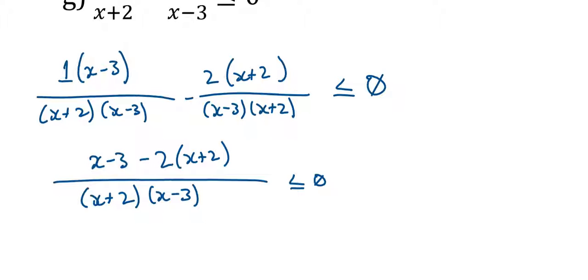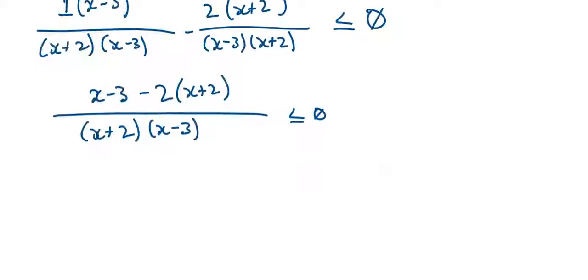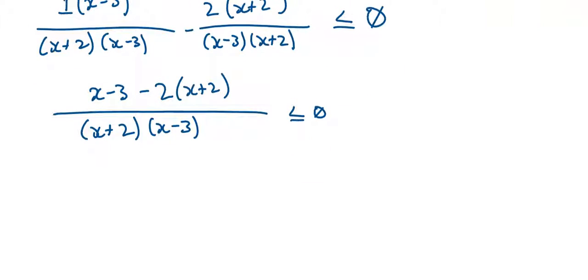Is that okay? So x minus 2x is -x. And -3 minus 4 is -7.